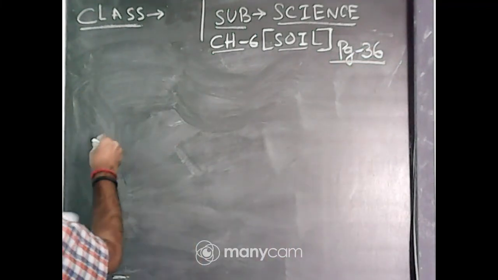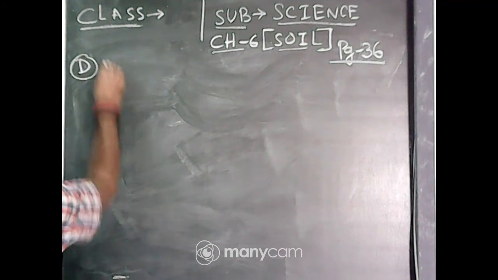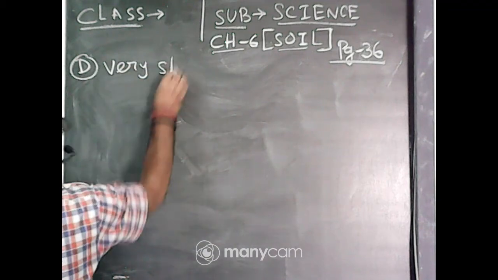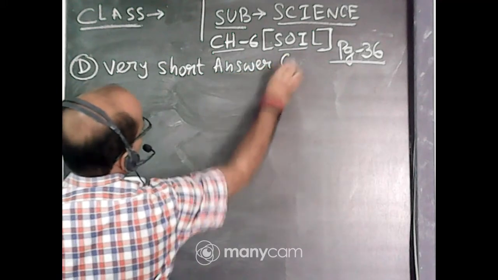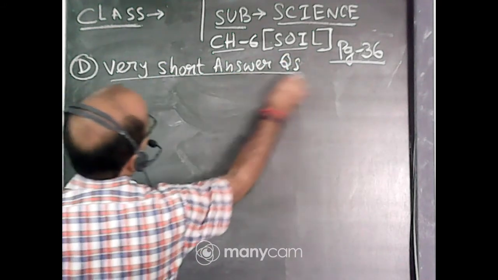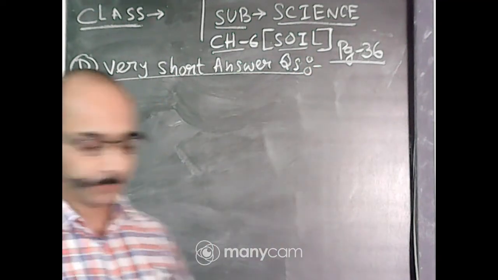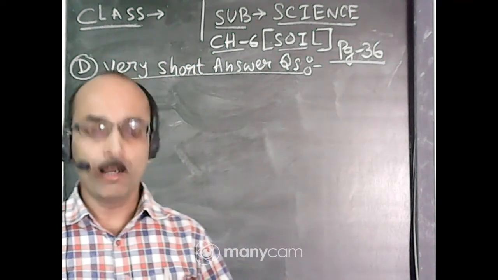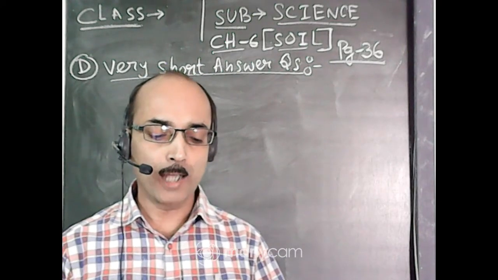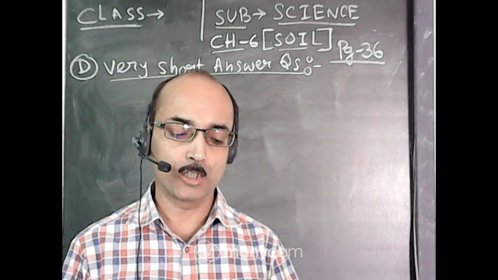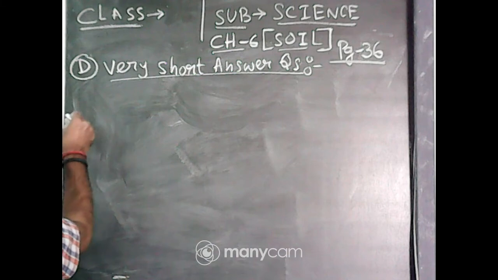So we will continue from section D, very short answer question. Today we will do very short answer question. So question number 1, I will read it out. Please follow. Number 1, name the soil that can hold enough air and water. Name the soil that can hold enough air and water. So I'll write the question.